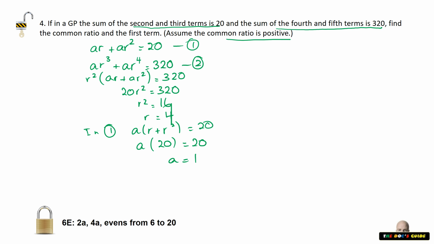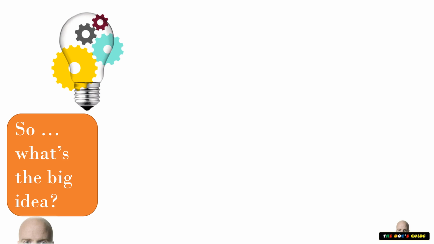So in 6E, if you have a go at these questions, there are a lot of parts, but only a few concepts. In terms of the concepts that you need to get your head around to understand a GP, what are they? What are the things you really have to understand?